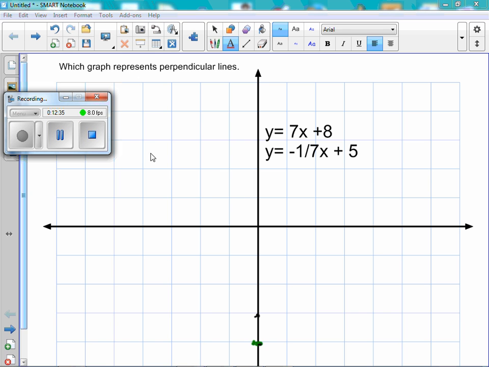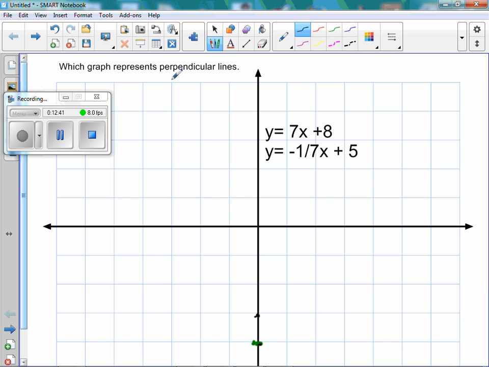Okay, with this question, which graph represents perpendicular lines? We already know perpendicular lines are what? Opposite reciprocal. So this would, of course, be the correct answer because 7 is the slope. The opposite of 7 is negative, so positive 7 becomes -7. The reciprocal of 7, you flip it and make it 1/7.